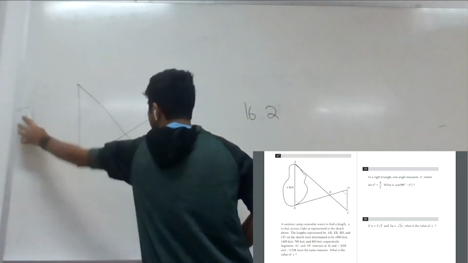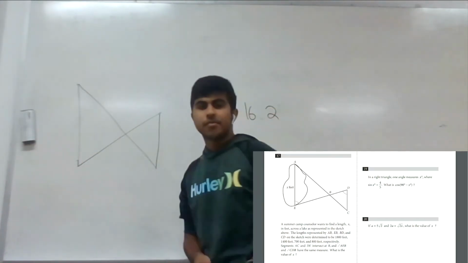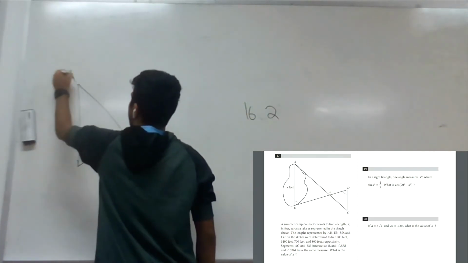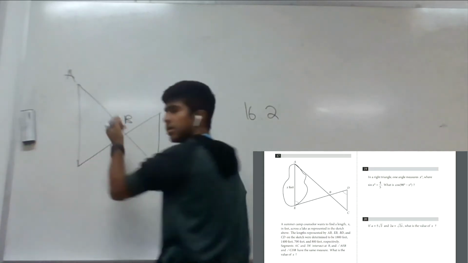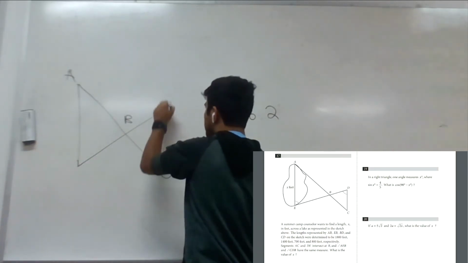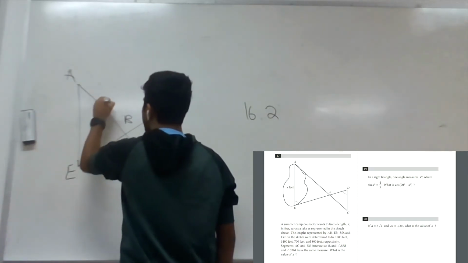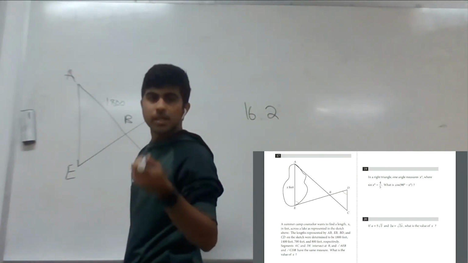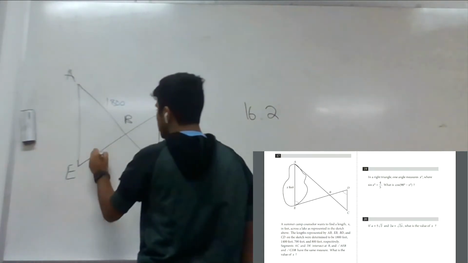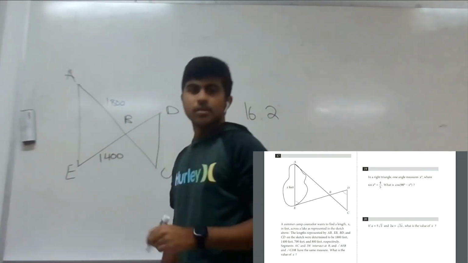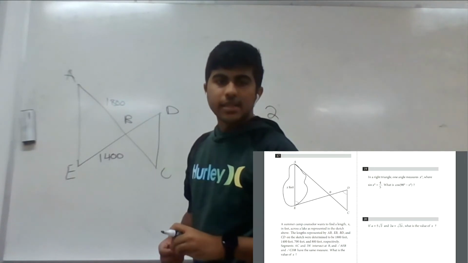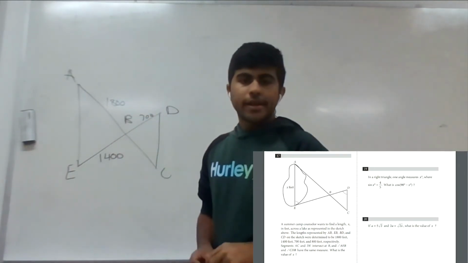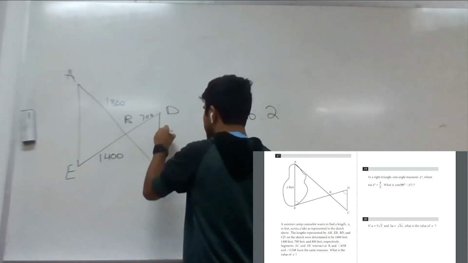Okay, so if we have this drawn, AB is going to be 1,800 feet, so probably should label this first. A, B, C, D, E. So AB is 1,800. EB is 1,400. BD is 700. And CD is 800 feet.